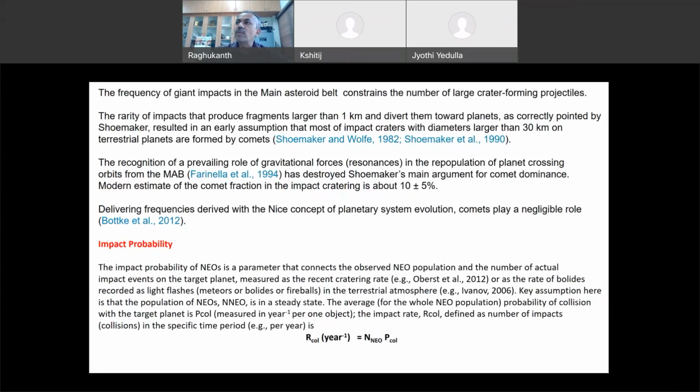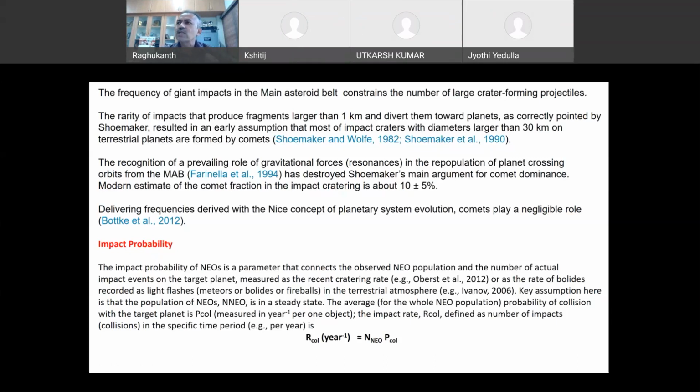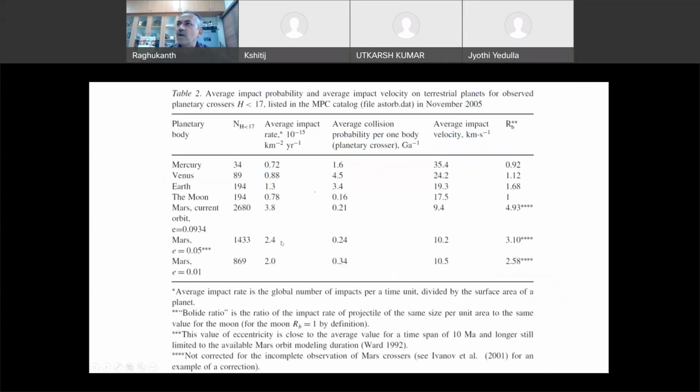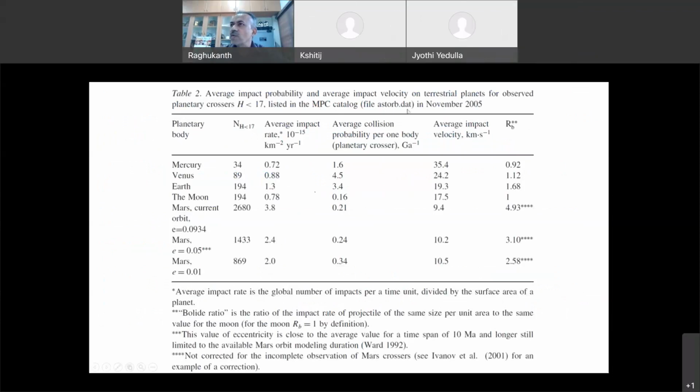Then impact probability. This is also a very important thing. What is the probability of impact? People study this because it's very important for our Earth and other terrestrial planets also. You can also get this from the crater counting algorithms itself. Okay, so this is a table which has been prepared from the MPC catalog. If you type it in Google, you will get this one.